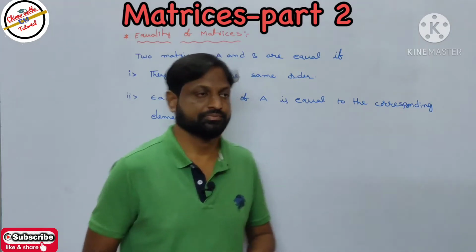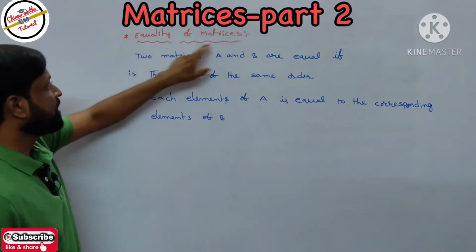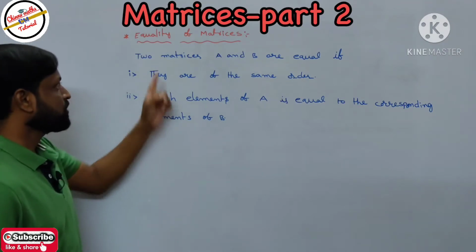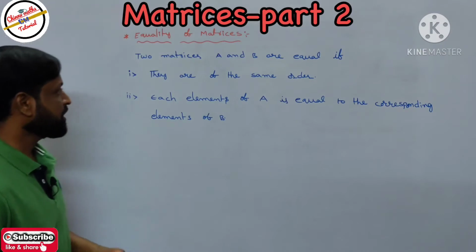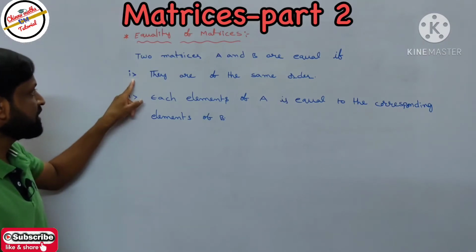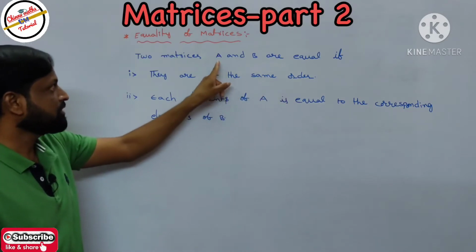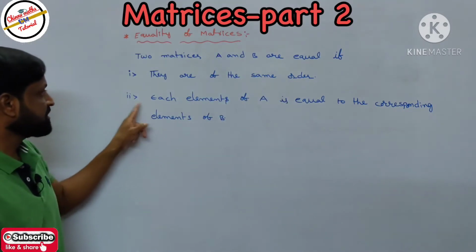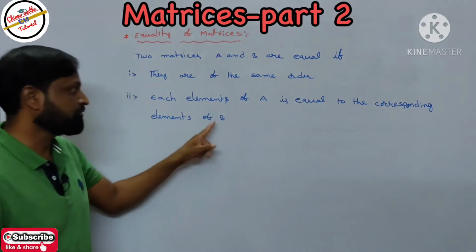Thank you very much. So next the definition is equality of matrices. The equality of matrices means the two matrices A and B are equal if they satisfy two conditions. The first condition is they are of the same order. That means the given two matrices have the same order. The second condition is each element of A is equal to the corresponding element of B.